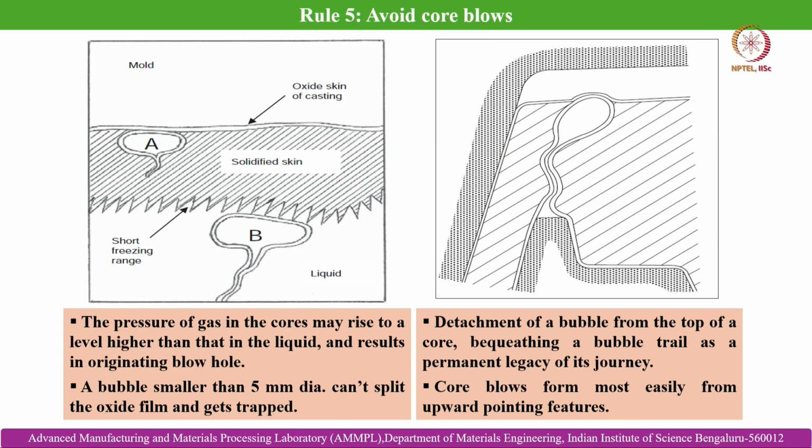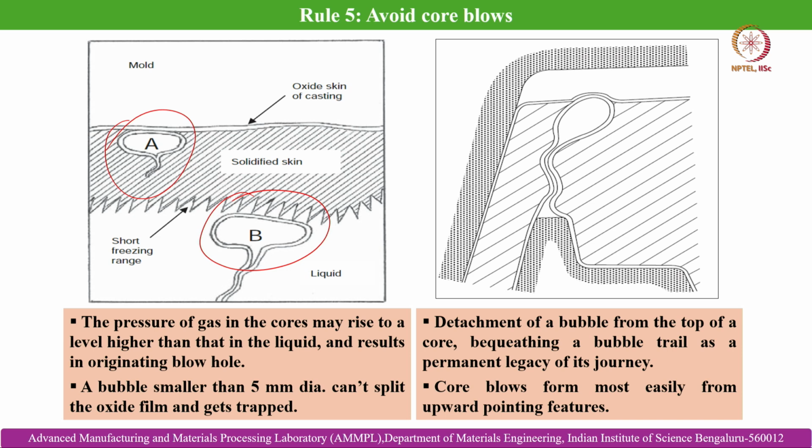Okay. So, now rule number 5, that is to avoid core blows. The pressure of gas in the cores may rise to a level higher than that in the liquid, and that results in originating a blowhole. A bubble smaller than 5 mm in diameter can split the oxide film and get trapped. So, that is a case of trapping of the oxide skin, of trapping of the bubble, shown over here. Then there is a detachment of a bubble from the top surface of a core, bequeathing a bubble trail as a permanent legacy of its journey.